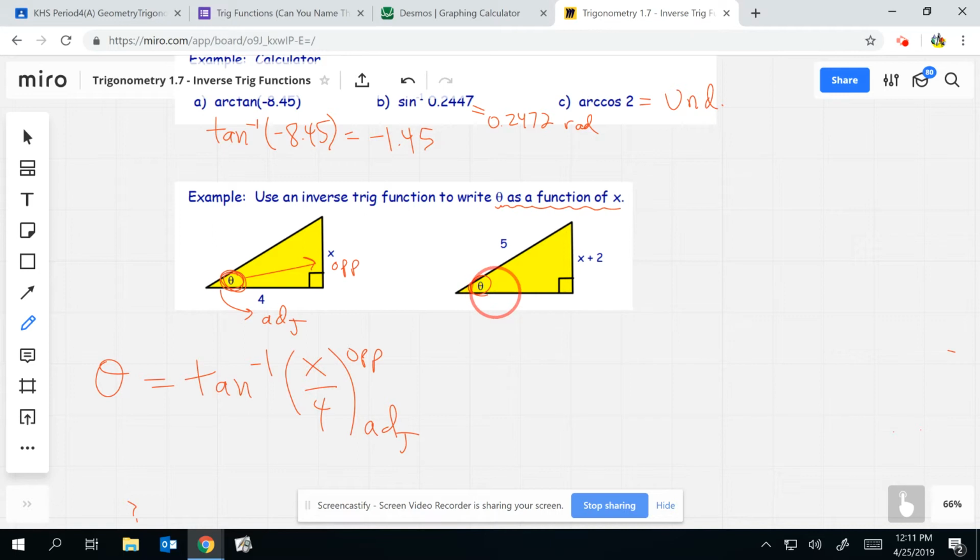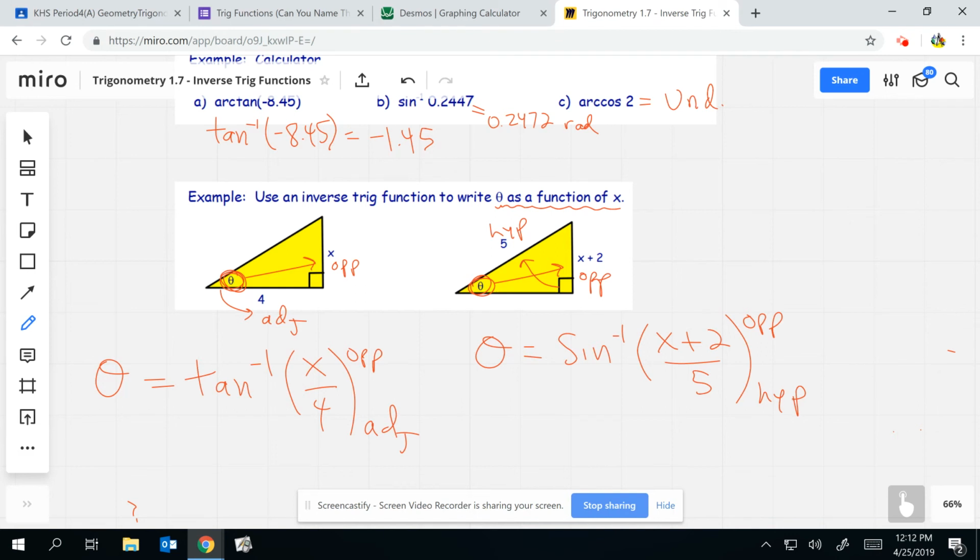For this angle right here, they're giving you the opposite side and the hypotenuse. So your theta this time would be OH, which is SOH, so sine. You're going to put x plus 2 over 5. That would be your opposite over your hypotenuse, OH, SOH.